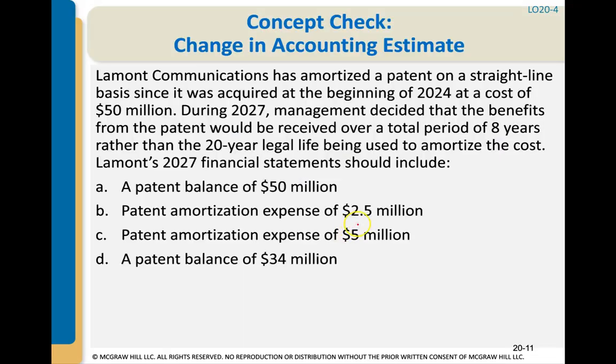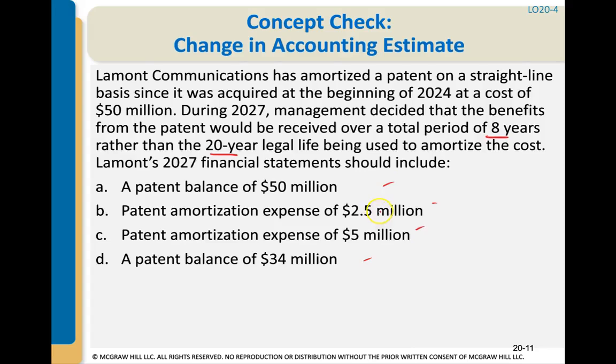Let's do a concept check. Lamont Communications has amortized a patent on a straight line basis since it was acquired at the beginning of 2024 at a cost of $50 million. During 2027, management decided that the benefits from the patent would be received over a total period of 8 years rather than the 20-year legal life being used to amortize the cost. Lamont's 2027 financial statements should include one of these.